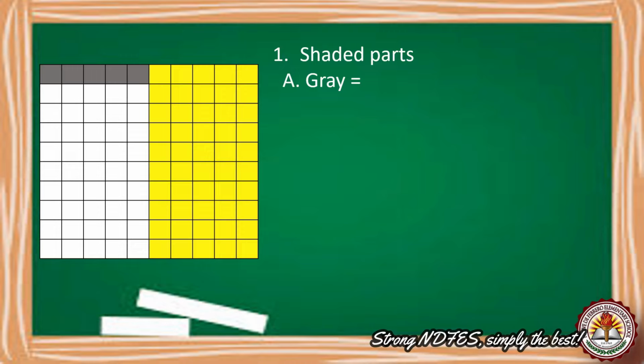Children, let us relate now into fraction, percent, decimal, and ratio. So 5 square shaded parts in fraction, that is 5 over 100 or 5 out of 100. In percent, that is 5%. In decimal, that is 5 hundredths. In ratio, that is 5 to 100.